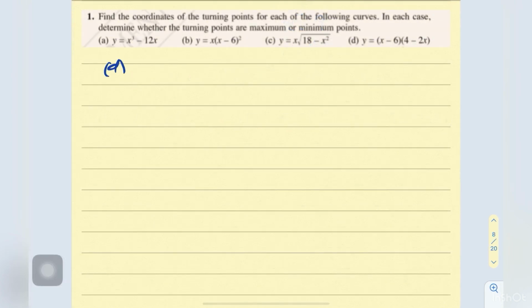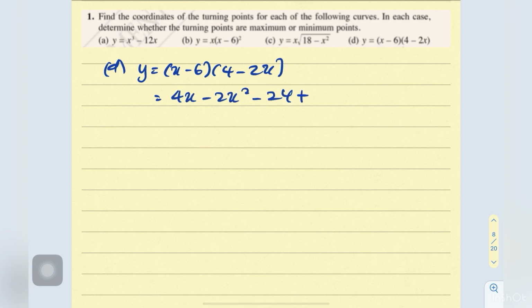Okay, part D. Find the turning point for y equals (x minus 6)(4 minus 2x). In this situation, you may use the product rule, but I prefer to expand first. This becomes 4x minus 2x squared minus 24 plus 12x. Then I simplify and get negative 2x squared plus 16x minus 24.